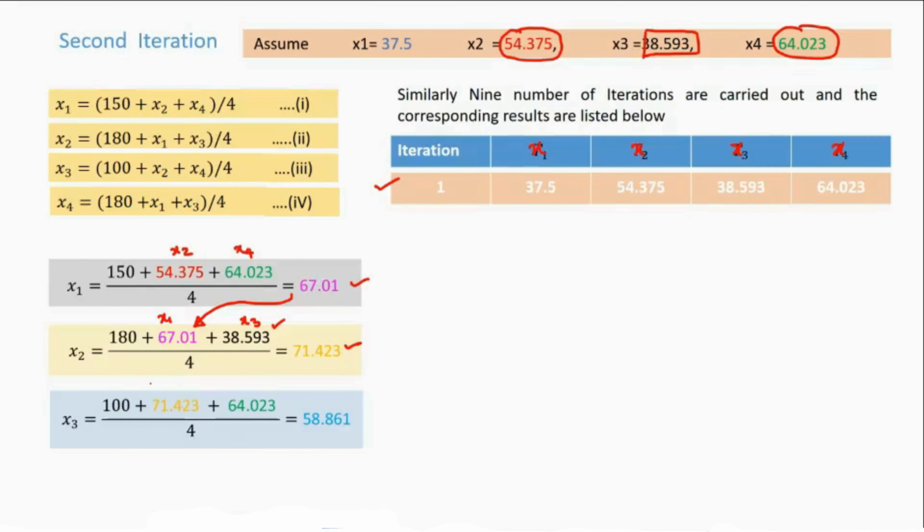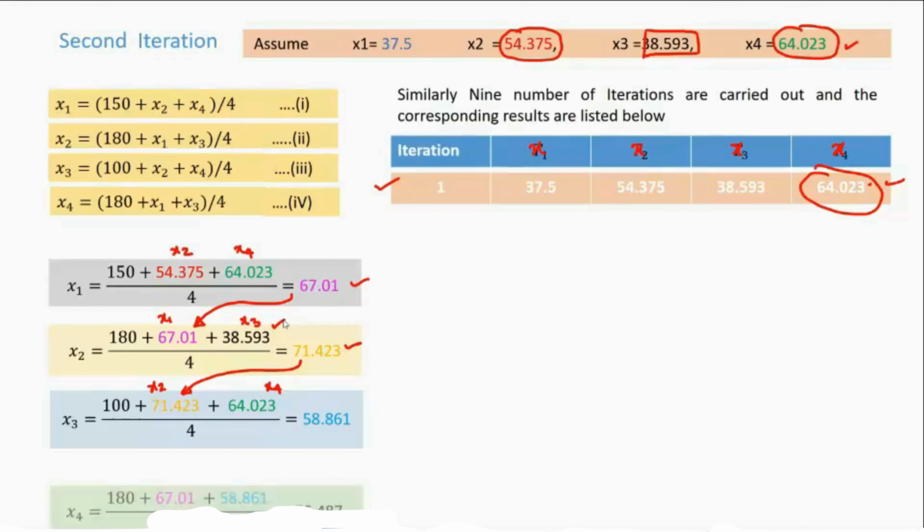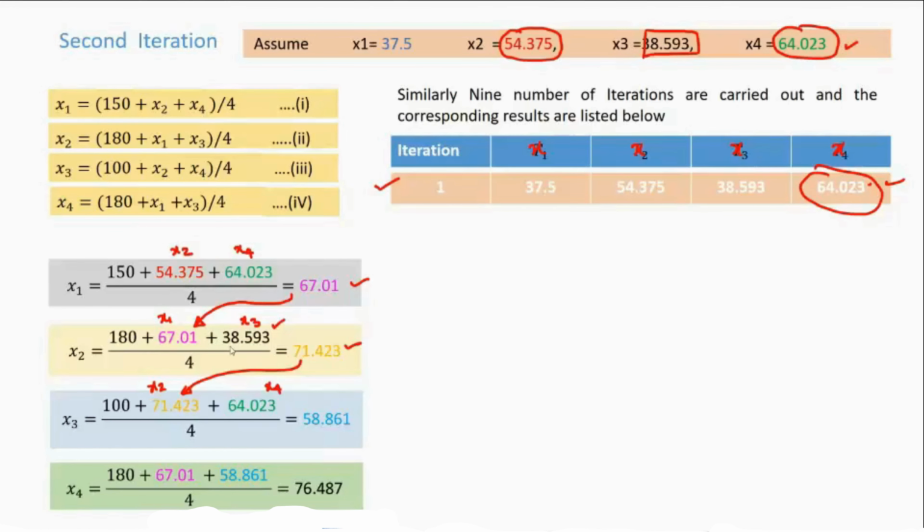Next, for computation of x3, here it is x2 and x4. See, recently we have computed x2. So you take this value of x2 for this, and x4 from the previous iteration value. Same we have written here, 64.023.